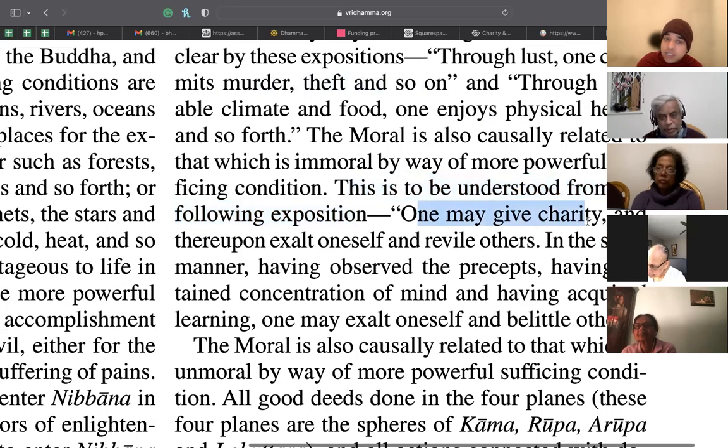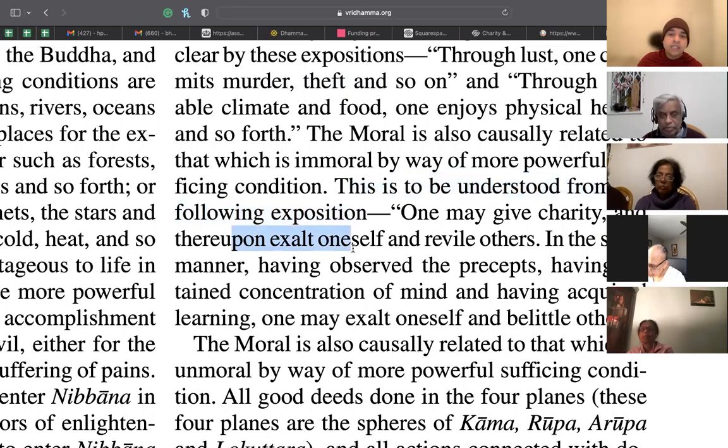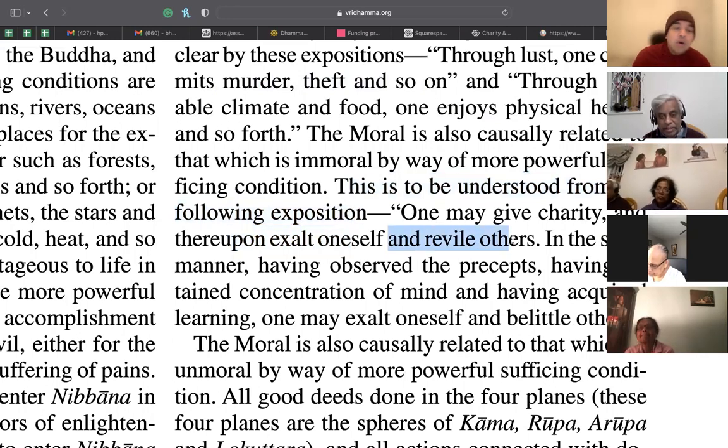One may give to charity and thereupon exalt oneself and revile others. Right? Exalt oneself and revile others.